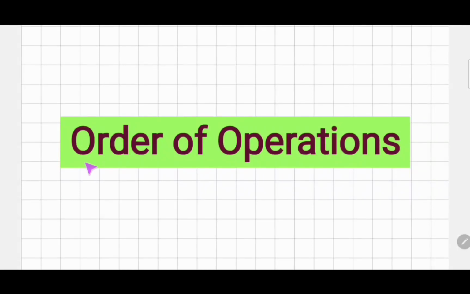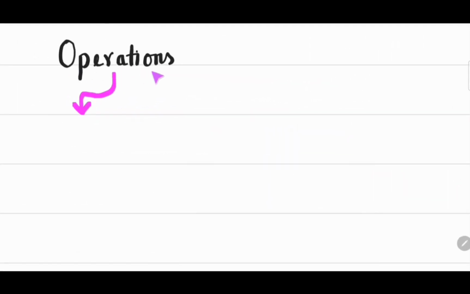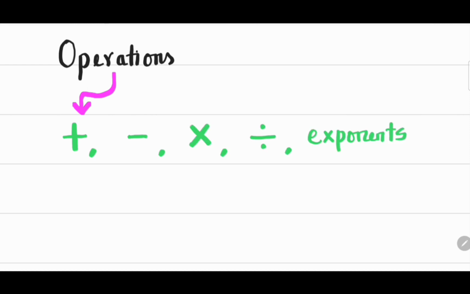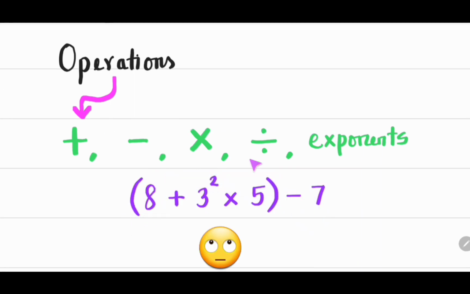Hi, let's learn about the order of operations. Operations mean things like addition, subtraction, multiplication, division, exponents, and so on. When you see something like this, what part should you calculate first? Whether to start at the left and go to the right, or go from right to left. When we calculate them in the wrong order, we can get a wrong answer.